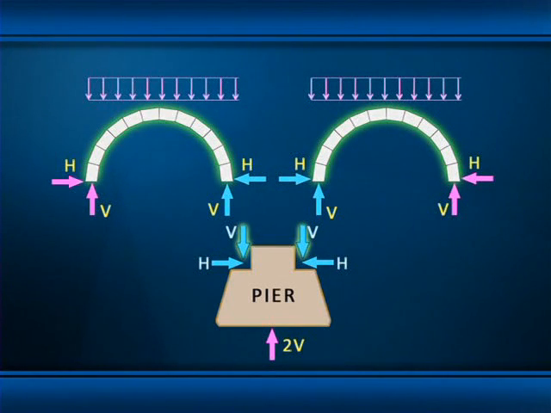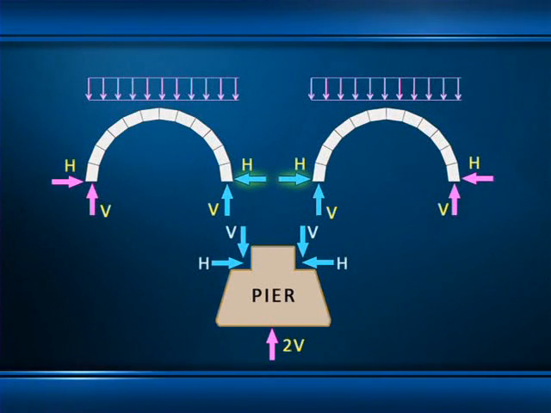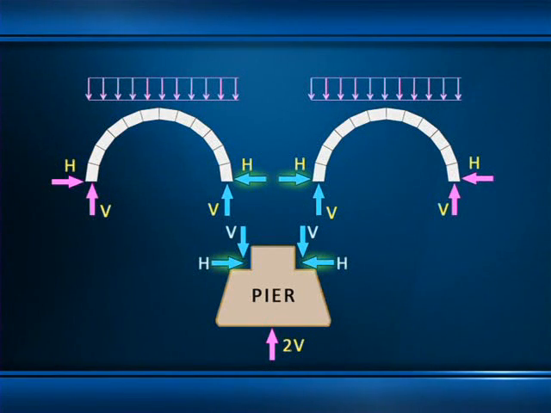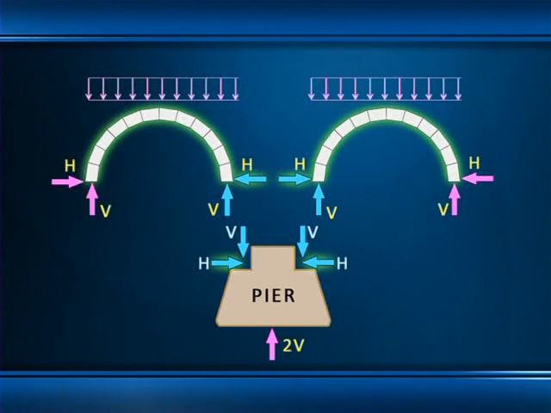But in the horizontal direction, notice that the pier is already in equilibrium. The horizontal reactions from the two arches, when we flip them around and apply them to the pier as loads, oppose each other, and so in effect, they cancel each other out. The pier doesn't need to resist any horizontal thrust because the two arches support each other laterally. This is a fundamental characteristic of an arcade.